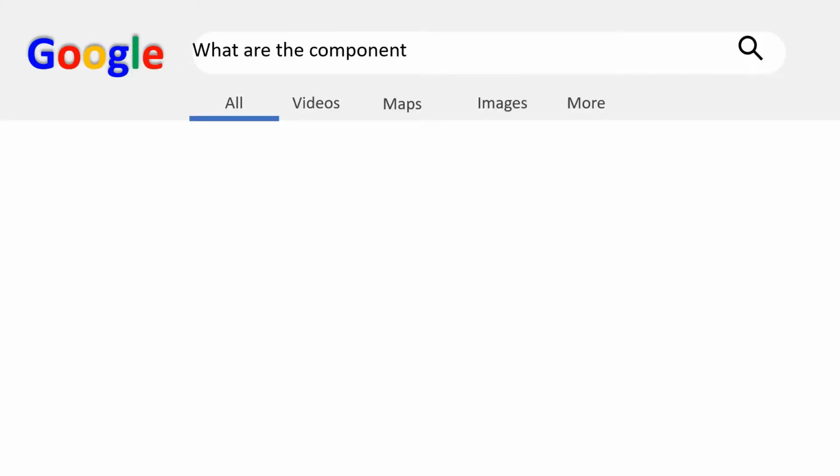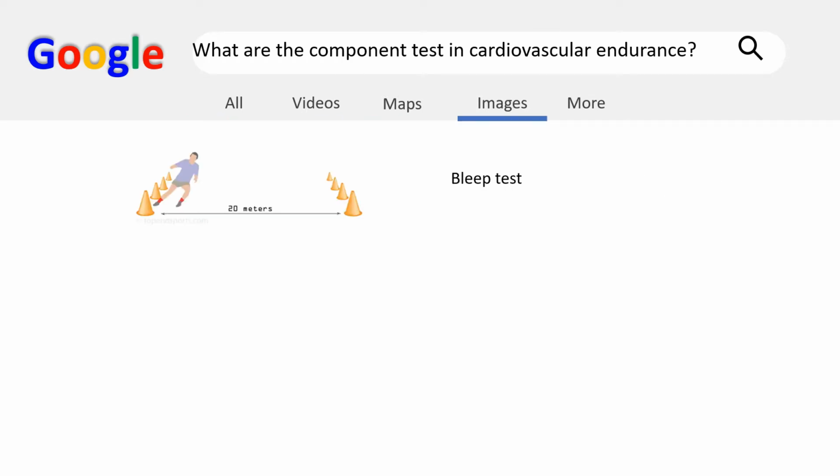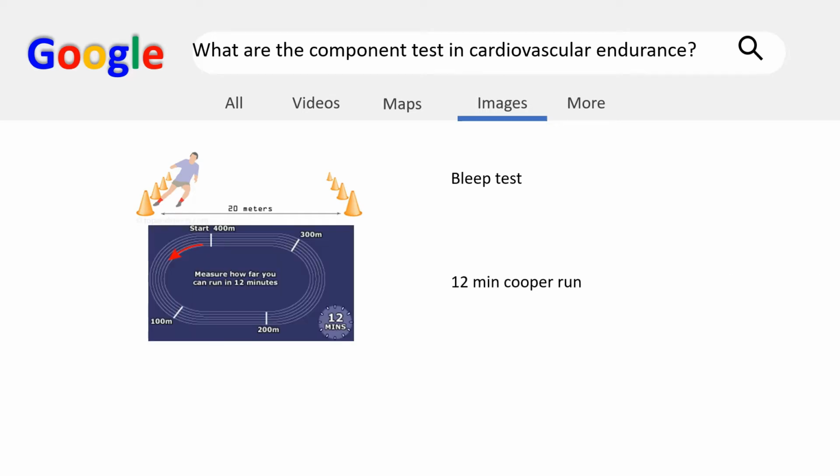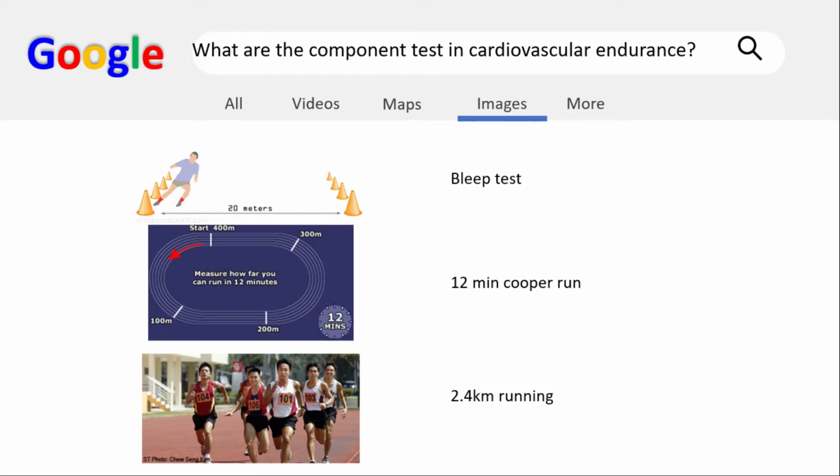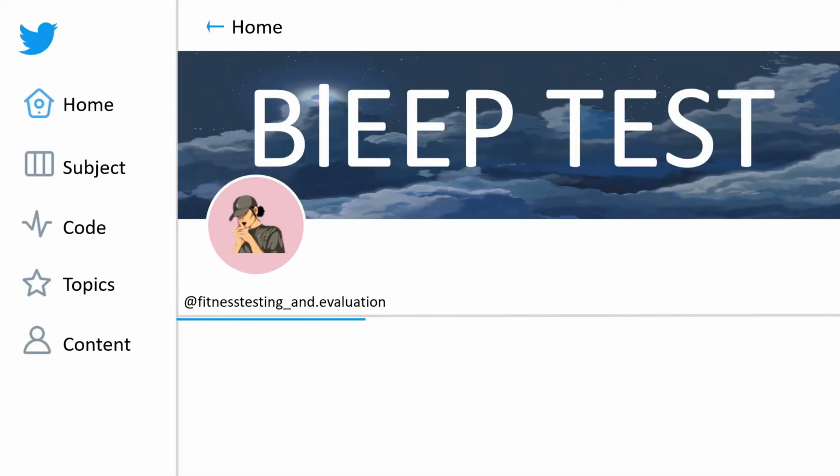In simple words, cardiovascular endurance is the ability of your heart and lungs to fill your body with oxygen. Now, what are the component tests in cardiovascular endurance? The first one is the Bleep test. The second one is the 12-minute Cooper run and also the 2.4 kilometer run. Moving on to the Bleep test.